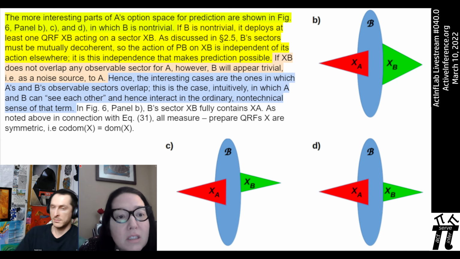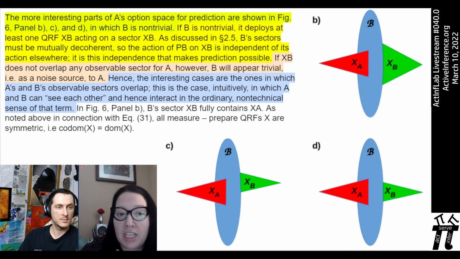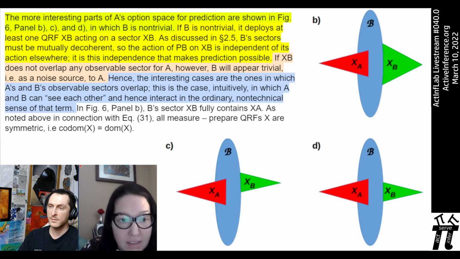So the interesting cases are the ones in which A and B's observable sectors overlap. In this case, intuitively, A and B can see each other and hence interact in the ordinary non-technical sense of that term. In panel B, sector XB fully contains XA.